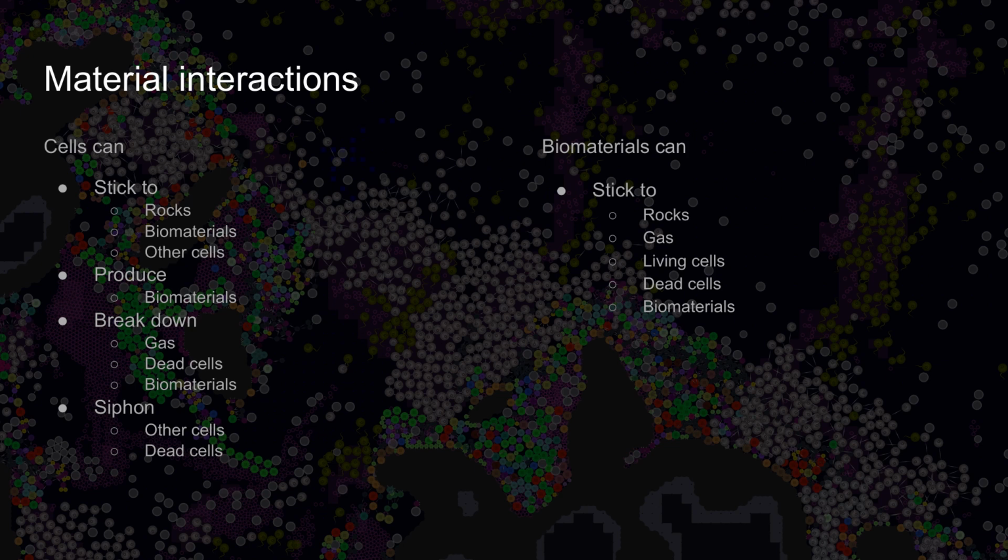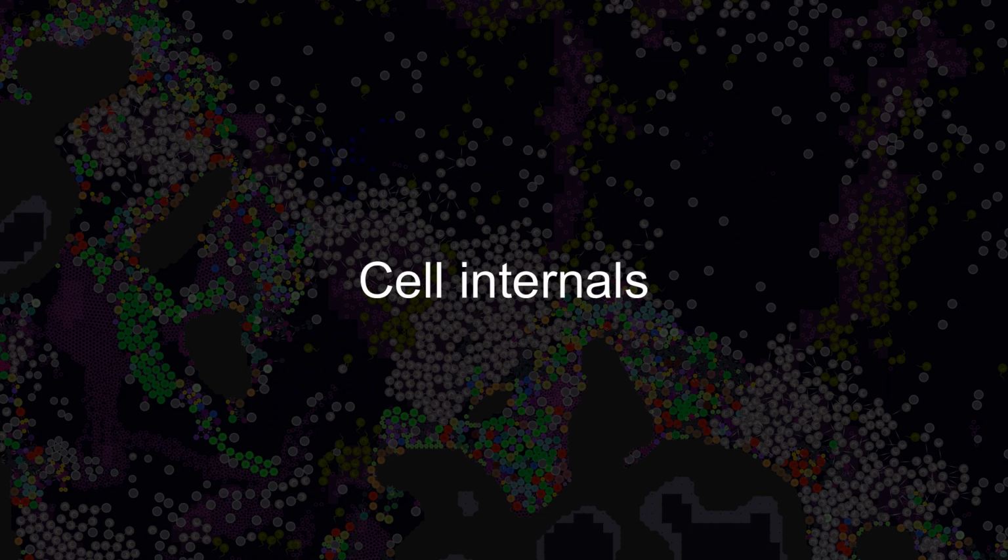Biomaterials can stick to all object types. The decision of which biomaterial interacts with which objects happens at the start of the simulation during world generation. This way, every biomaterial has a consistent behavior in each world. Let's deep dive into the cell's internal workings next.